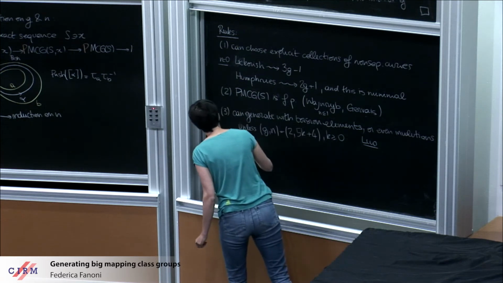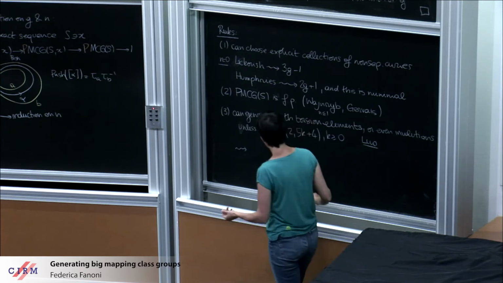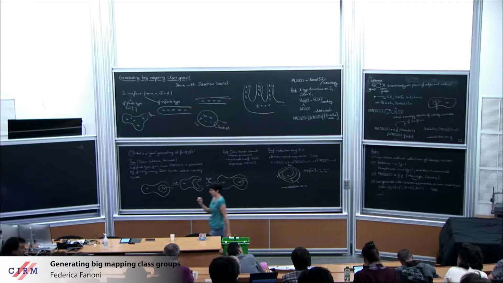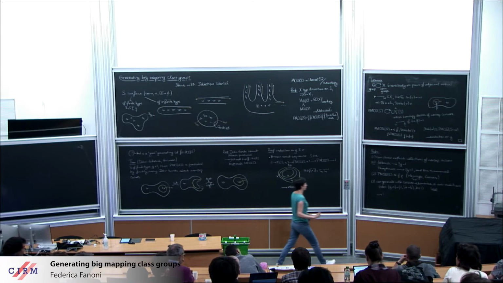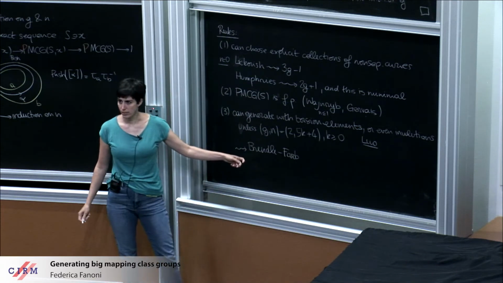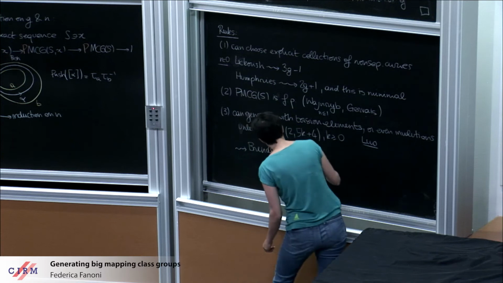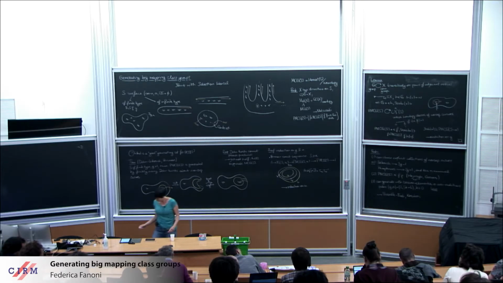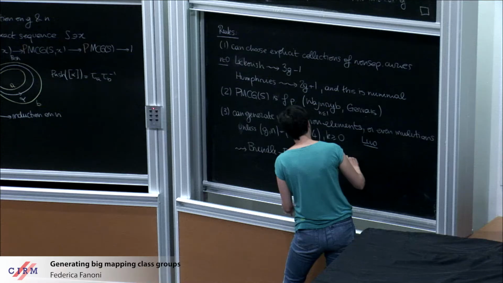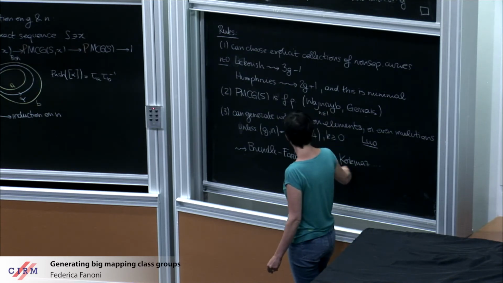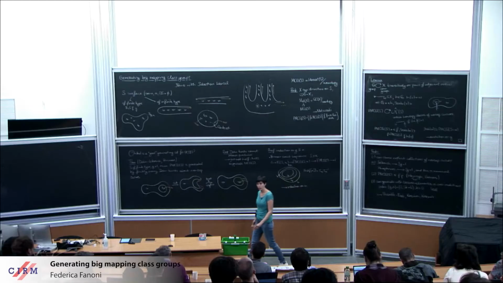And then there are various people that worked on finding how many are necessary. There's work, for instance, of Brendle and Farb. For few punctures, they said that 6 involutions are enough. There's work of Kassabov. And I think the third one I wanted is Korkmaz. Yeah, there's lots of work that's been done on this. So these allow you to actually bring down the number of elements you need to generate your mapping class group.